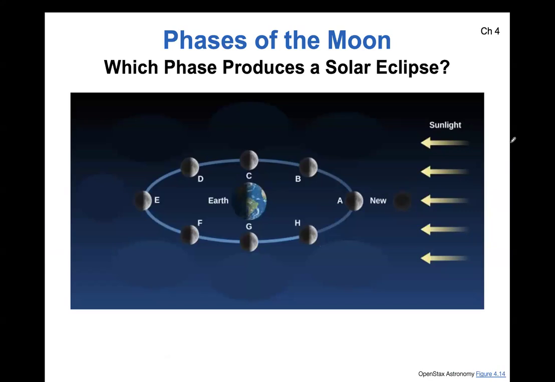So, still considering the phases of the moon, which phase produces a solar eclipse? Who can tell me? Which of the named phases produces a solar eclipse?